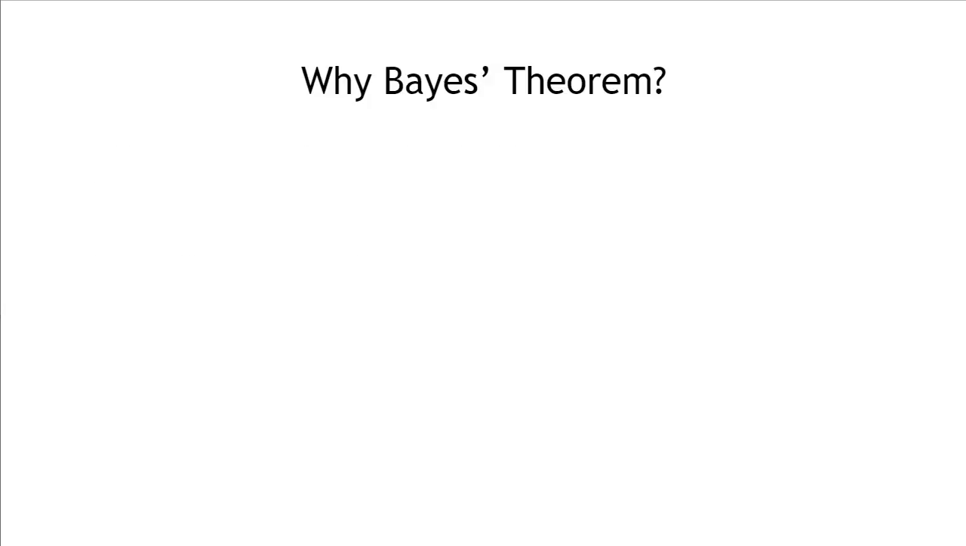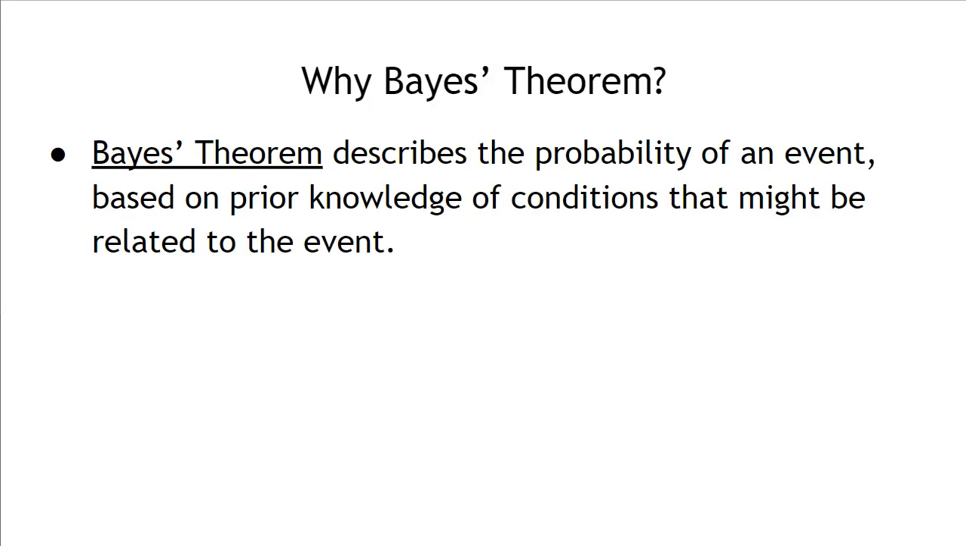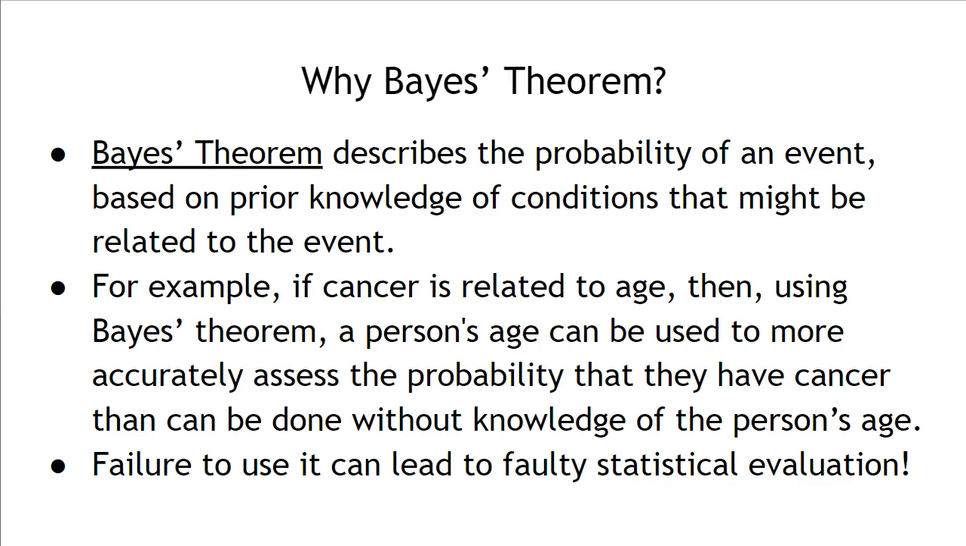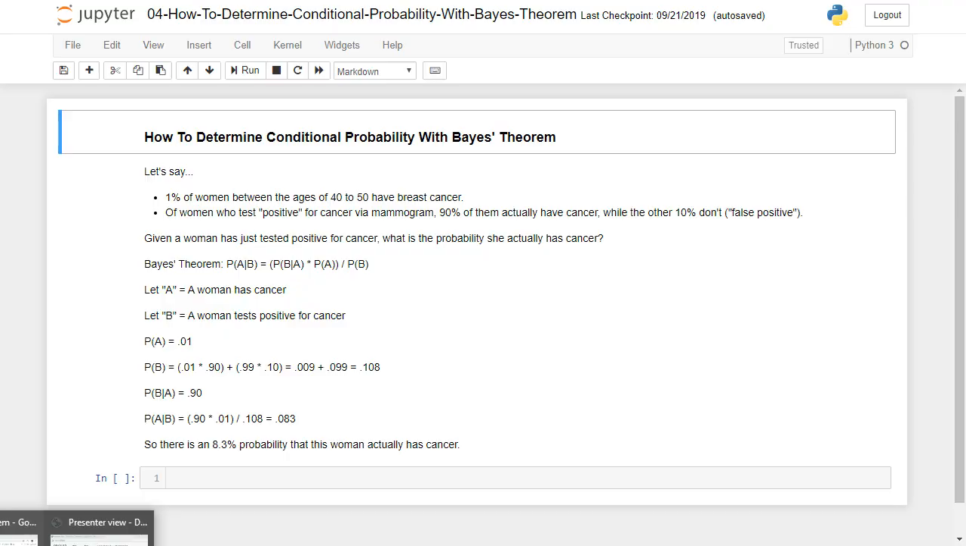Why is this important to you? Well, what Bayes' theorem does is it describes the probability of an event based on prior knowledge of conditions that might be related to the event. For example, if cancer is related to age, then using Bayes' theorem, a person's age can be used to more accurately assess the probability that they have cancer than can be done without knowledge of the person's age. And if you fail to use this, it can definitely lead to faulty statistical evaluation. Now let's take a look at an example of this.